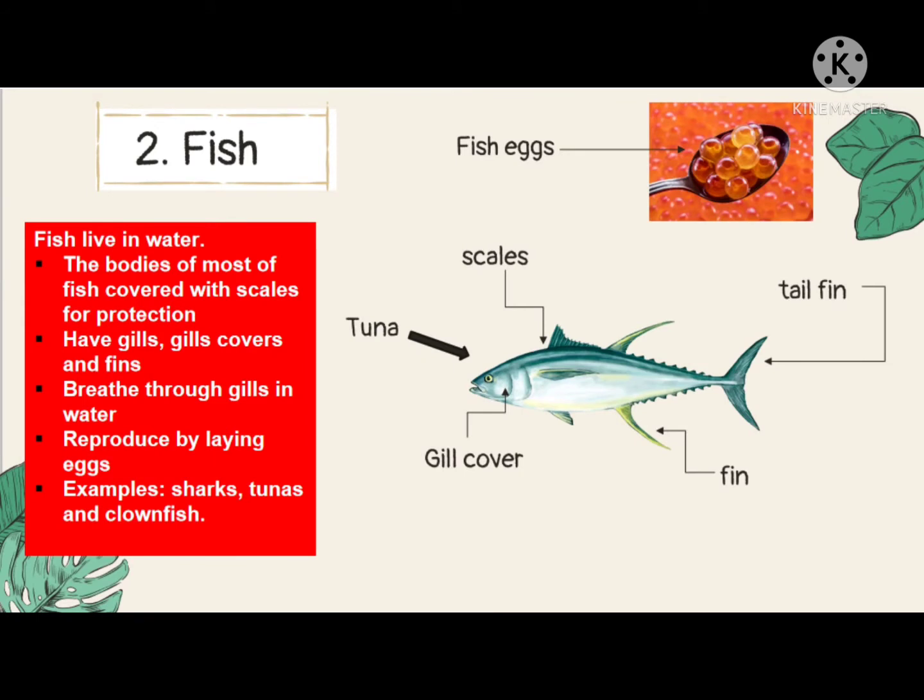2. Fish. Fish live in water. The bodies of most fish are covered with scales for protection. They have gill covers and fins. They breathe through gills in water. They reproduce by laying eggs. Examples: shark, tunas, and clownfish.